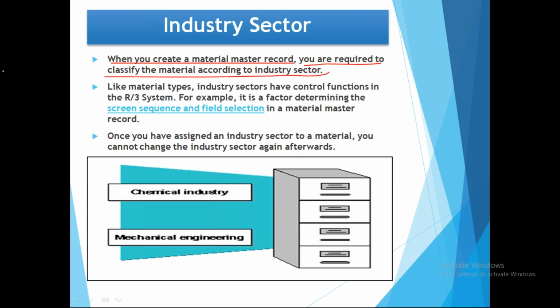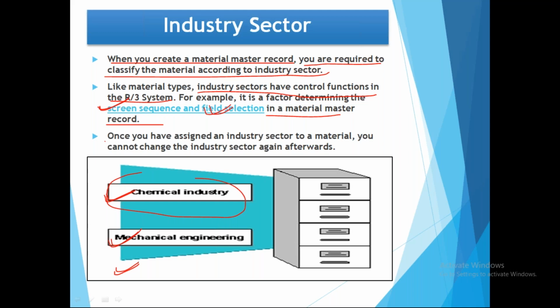So industry sector will tell you what type of industry you are working, whether you are working for a chemical industry, a mechanical industry, or an automobile industry. All those things you need to maintain in the material master. This industry sector will have some control functions in the R3 system. Based on the industry sector you select, it will determine what screen sequence you have to maintain, what the field selection is, and which fields you have to maintain the data. It will control this in the material master record.